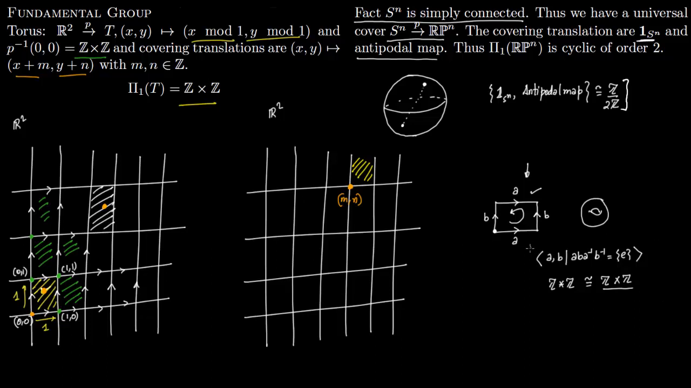For future lectures, for some time we are going to use such a presentation of ABA inverse B inverse. So Z times Z is the same as this, AB with the commutator subgroup, which we write as this. Now this and this are the same. You write it like this because you start from this point, you go around and you come back here. So this is the same.